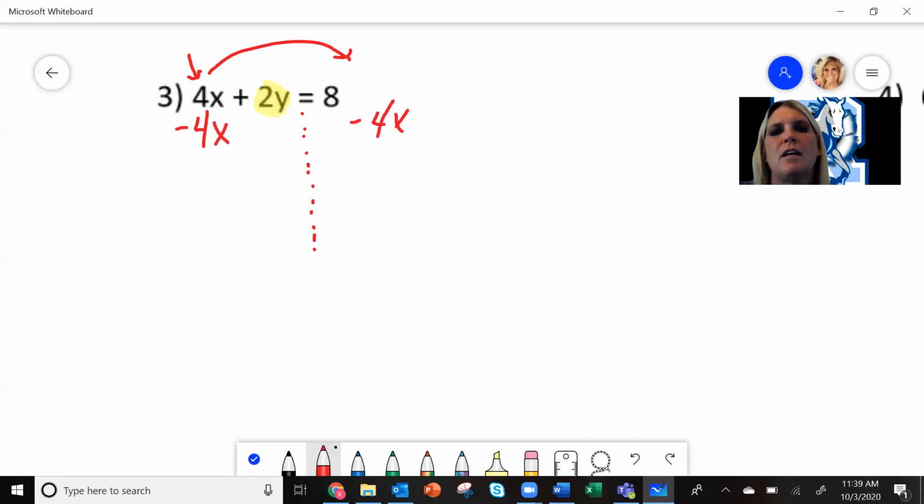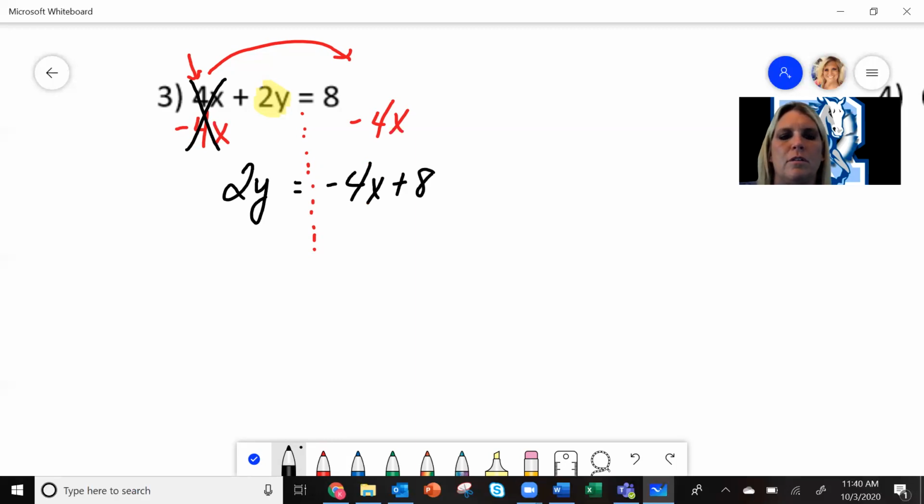What you do to one side, you have to do to the other. So now, 4x minus 4x is 0. They cancel out, and this time I get 2y equals negative 4x plus 8. Well, now the y isn't by itself right now. It's got a 2 in front of it. When they're right next to each other, it means 2 times y.